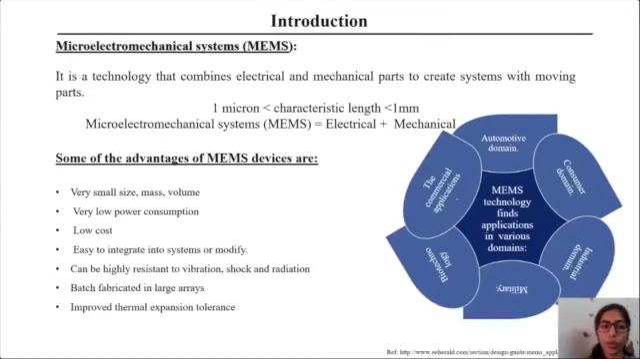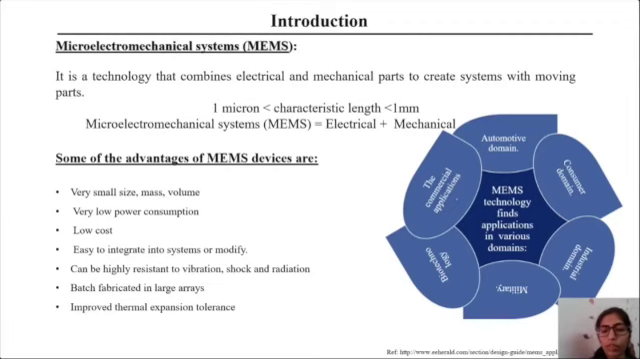MEMS stands for Micro Electromechanical System. It is a technology that combines both electrical and mechanical parts to create a system with moving parts. Its characteristic length ranges from 1 millimeter to 1 micron. MEMS devices have different types of advantages, like very small size, very low power consumption, and low cost. They can be easily batch fabricated in large arrays and can be highly resistant to vibration and shock.